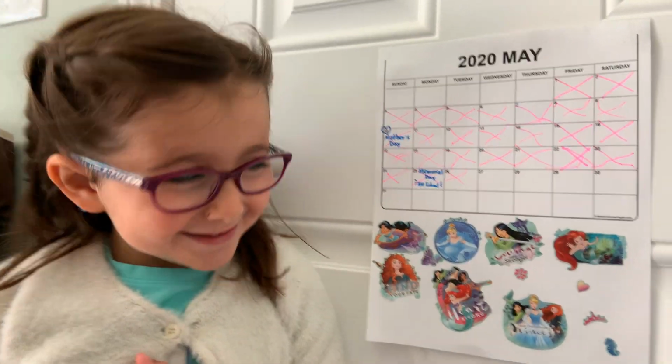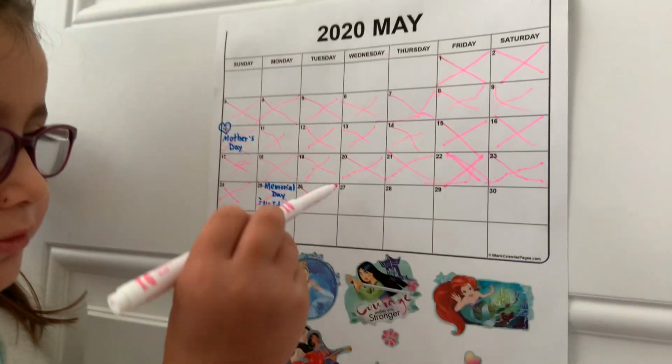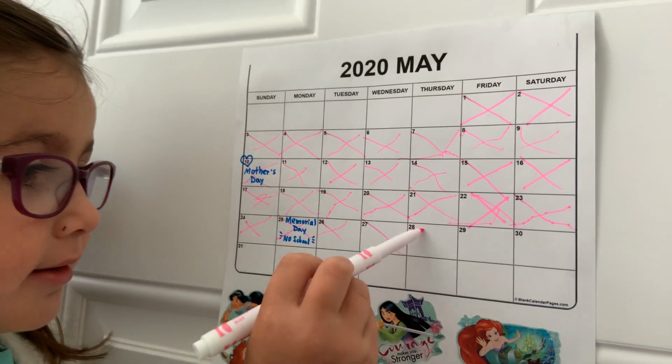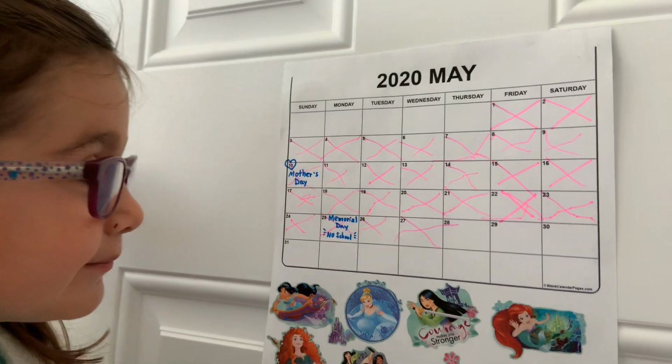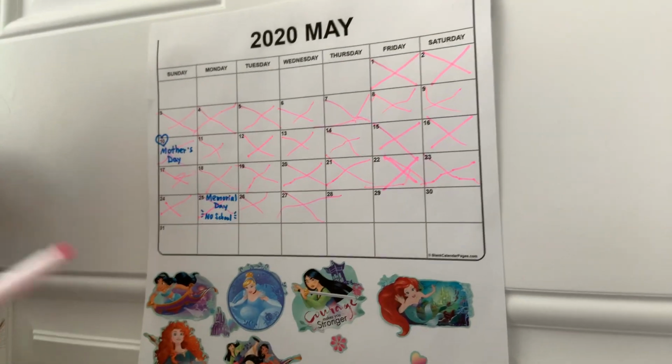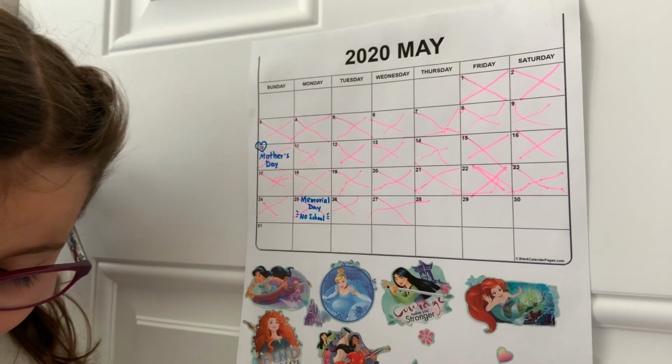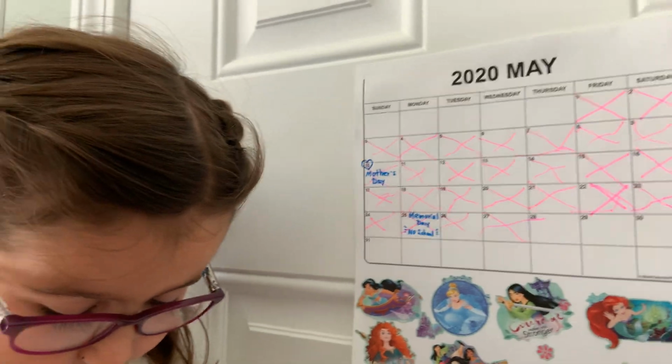Hey, everybody. Belle's going to go ahead and cross off yesterday's date on our calendar. She made a new nature pointer. Here, go ahead and put your cap back on. You have to do it. Hold it, please. Thank you.